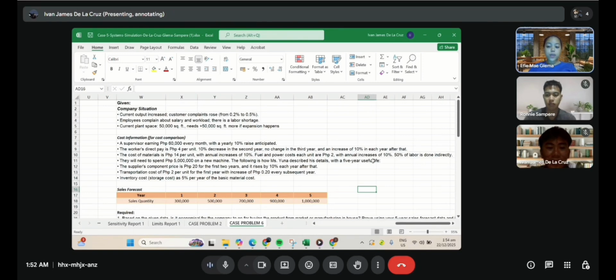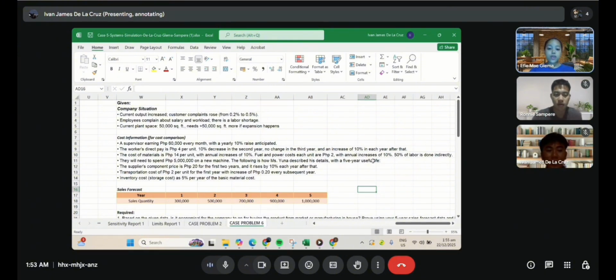For the cost information, for cost comparison, a supervisor earns 60,000 pesos every month with a yearly 10% raise anticipated. The worker's direct pay is 4 pesos per unit, a 10% decrease in the second year, no change in the third year, and an increase of 10% in each year after that. The cost of materials is 14 pesos per unit with annual increases of 10%. Fuel and power cost 2 pesos per unit with annual increases of 10%. 50% of labor is done indirectly. They will need to spend 5 million pesos on a new machine.